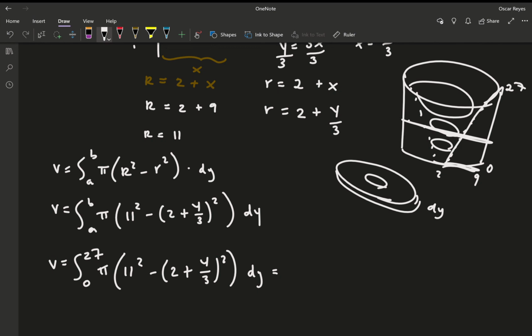That'll give me 1,944 pi. So that's how we can go ahead and solve the volume of this 3D shape when we rotate it about x equals -2. So those two methods were really the washer method or disk method or whatever you prefer.